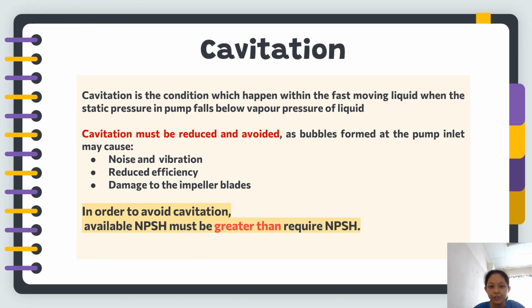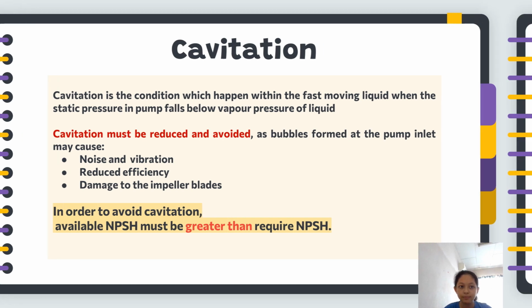Cavitation is the condition which happens within the fast-moving liquid when the static pressure in the pump falls below the vapor pressure of the liquid. Cavitation must be reduced and avoided as the bubble formed at the pump inlet may cause noise and vibration, reduce efficiency, and most importantly, it may cause damage to the impeller blades. In order to avoid cavitation, NPSH available must be greater than the NPSH required.